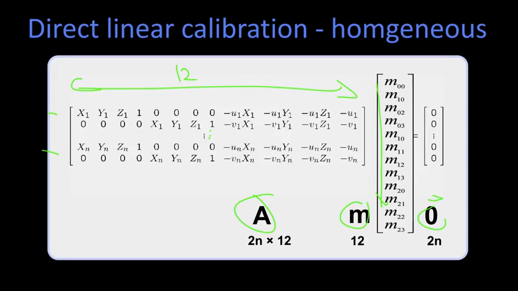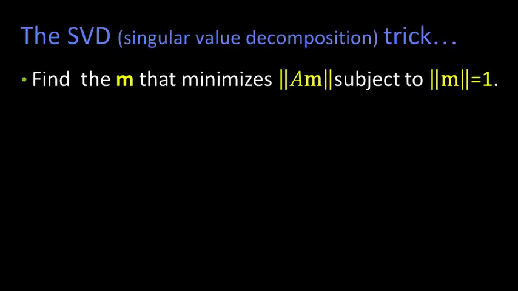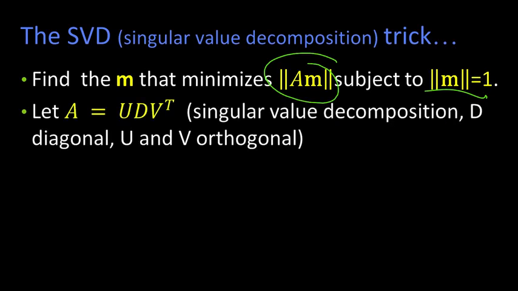Okay, so now let's talk about solving that. One step at a time here. All right, so here's our goal. We said we want a unit vector for m that minimizes Am. So let's do what's called a singular value decomposition, and I'm going to assume that you've seen that before, at least someplace, but the idea is that any matrix can be decomposed into this U D V transpose format, where V is a real orthogonal matrix.